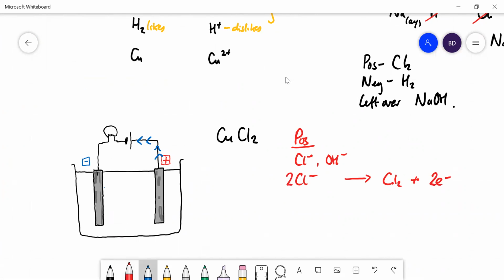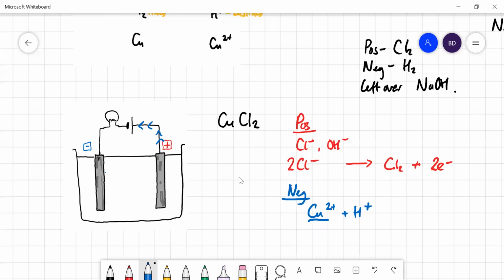But the negative electrode, well, that's more straightforward than in the sodium case. Which ions have we got there? We have got Cu2+ ions, blue, and we've got H+ ions. Now, which one of those is most willing to accept electrons? Well, it is actually copper, because it's less reactive than hydrogen. It's one of the few metals which is less reactive than hydrogen.